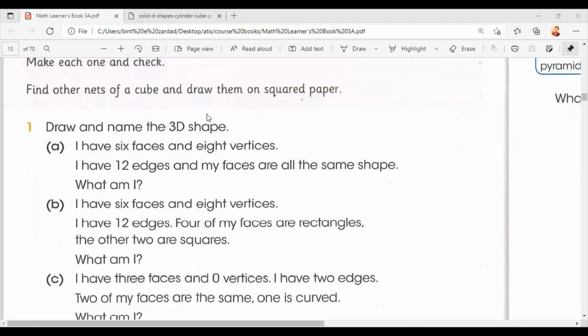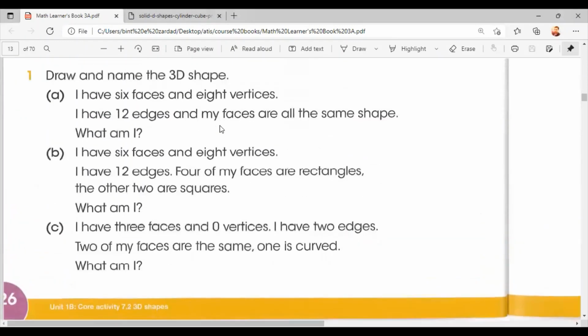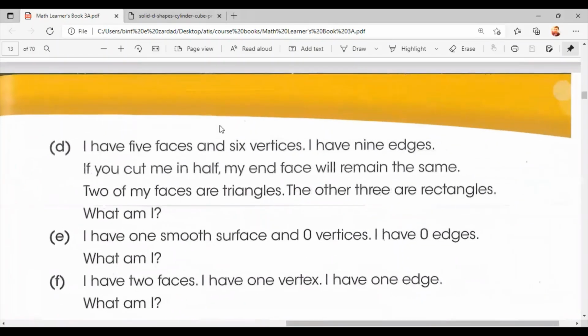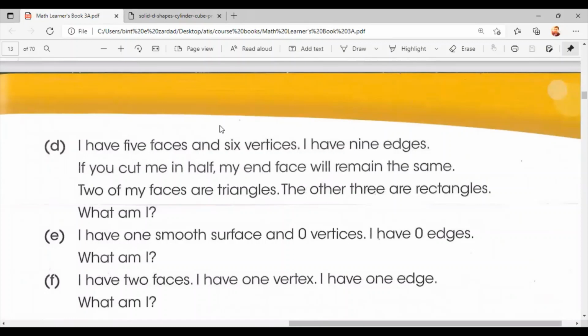Okay, part D. I have 5 faces and 6 vertices. I have 9 edges. If you cut me in half, my end face will remain the same.